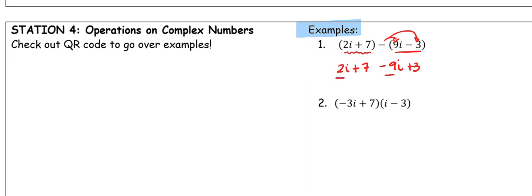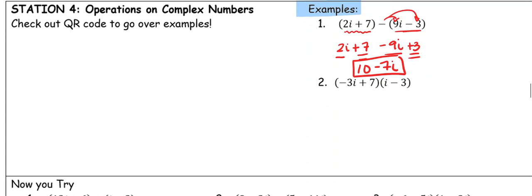And then I would combine like terms. So I've got 7 and 3, and then 2i and negative 9i. So 7 plus 3 is 10, and 2i minus 9i is negative 7i. And that is the complex number that represents the difference between those two complex numbers.